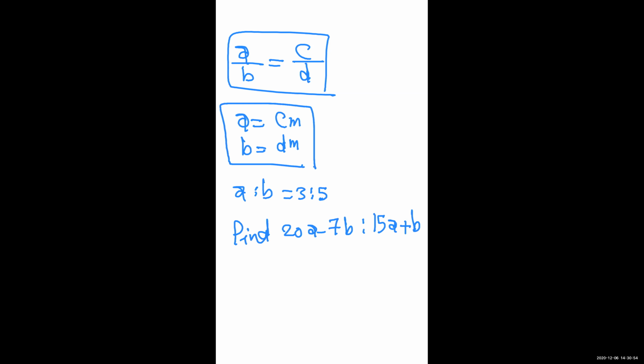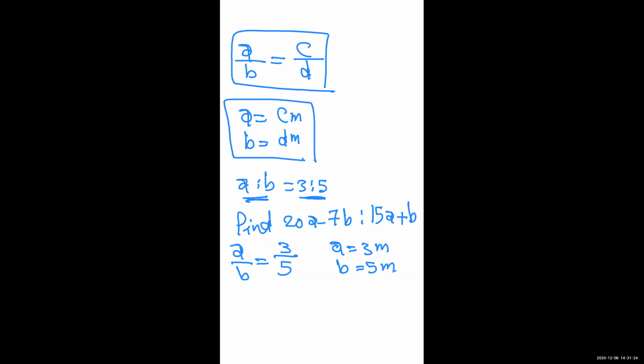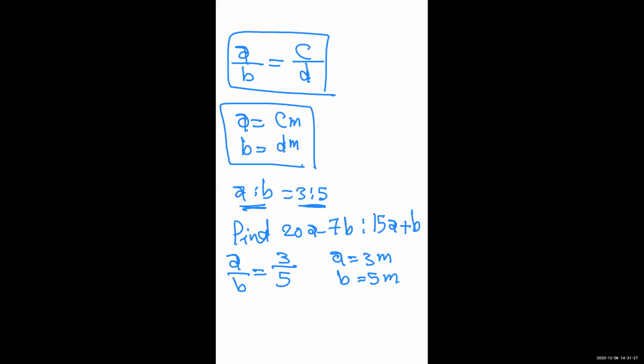Okay. Now, guys, A to B equals 3 to 5. So this means A over B equals 3 over 5, of course, right? Okay, as we said, A will equal 3M, B will equal 5M. Now we can substitute with these values on the given ratio. So guys, 20A minus 7B, I'm going to clear this part on the top.